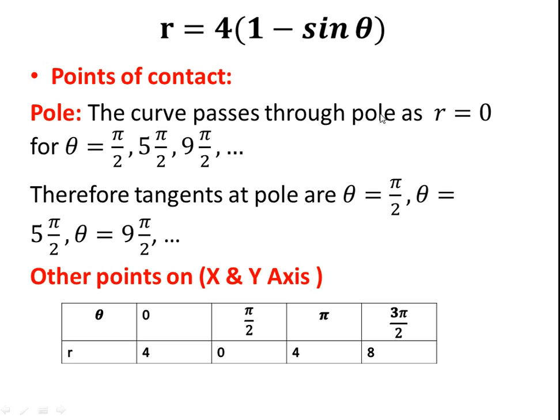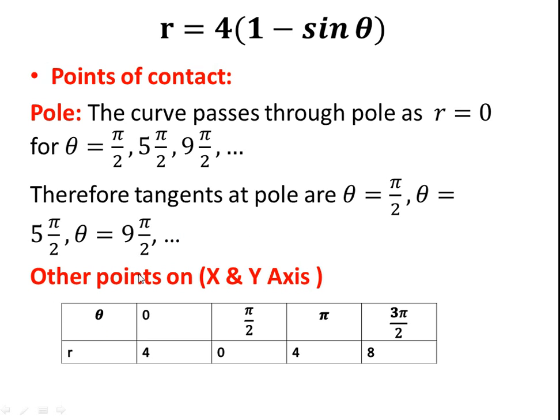Another way, I can also check that if I put θ as 5π/2, I am getting r as 0. If I put θ as 9π/2, I am again getting r as 0. So we have various values of θ for which r is 0. Now to get the equation of the tangent at the pole, whatever values of θ we chose, θ equal to that value is the equation of the tangent. In this case, I chose θ as π/2. So θ = π/2 is the equation of a tangent. The other equation of tangent will be θ = 5π/2, and similarly there will be some other ones.